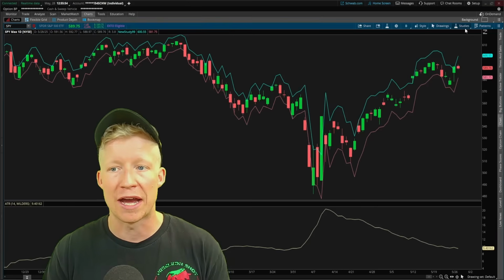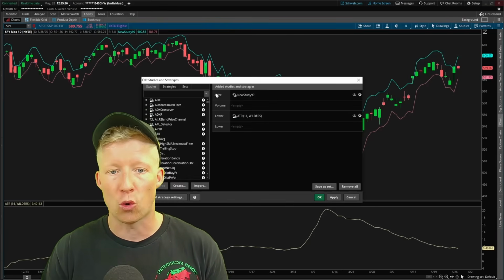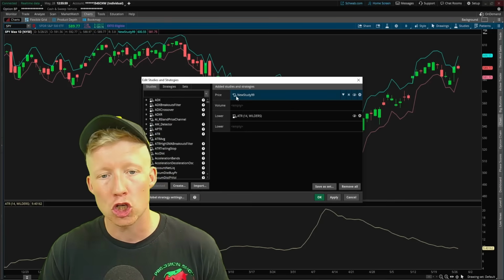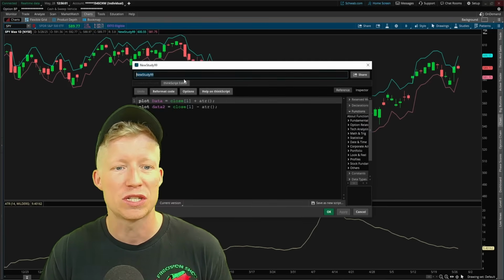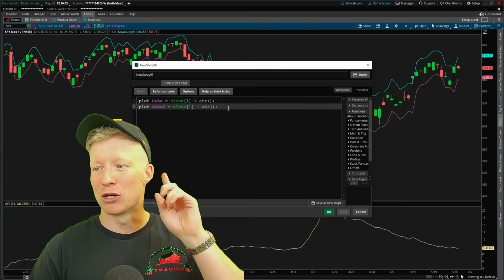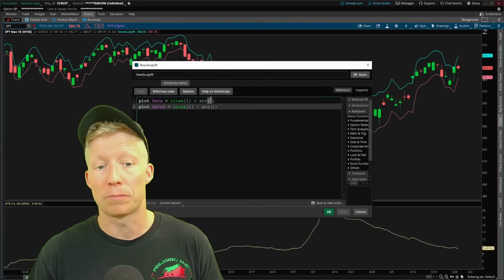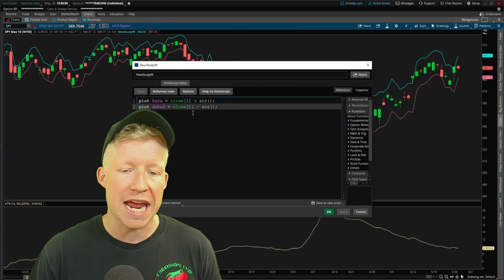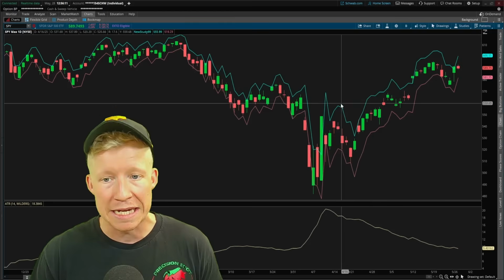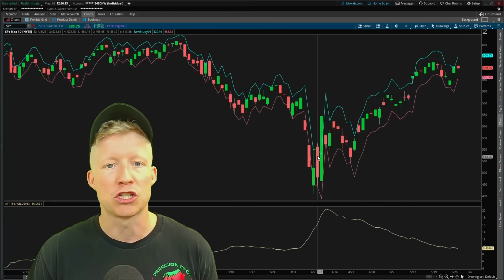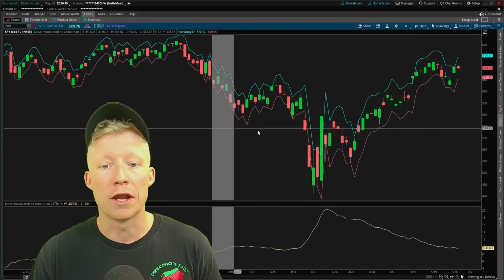So let's say, and by the way, I have just turned on a quick study. I'm about to make 100 unnamed studies, guys. This is new study 99, but I just built a quick study here that shows the close of the previous candle plus the average true range and the close of the previous candle minus the average true range, just so you can have that visualization on the chart.